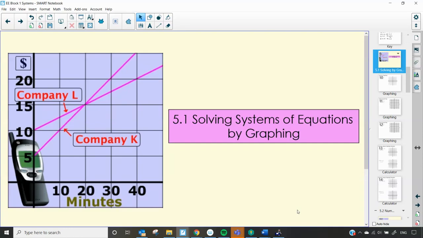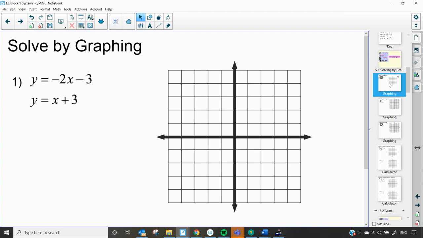Welcome back. Today we're going to be looking at systems of equations again, and specifically the first method for solving systems of equations, and that's solving by graphing. As we get into the lesson, we're going to be looking at graphing by hand as well as graphing using the calculator. All right, let's take a look at our first example.